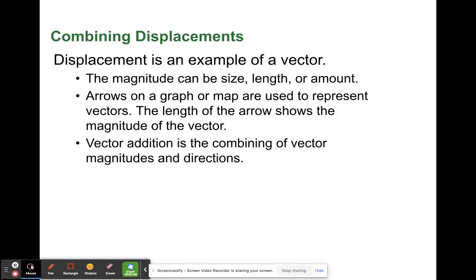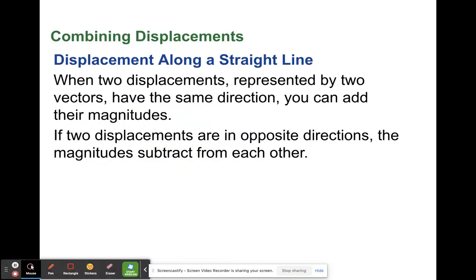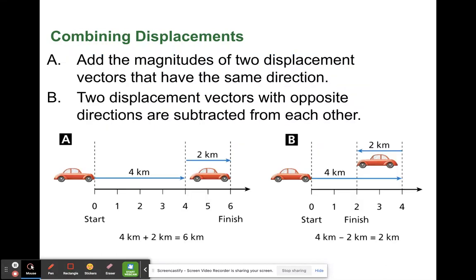The arrows on the graph or map are used to represent vectors. The length of the arrow shows the magnitude of the vector. Vector addition is combining the vector magnitudes and directions. The displacement along a straight line occurs when two displacements represented by two vectors have the same direction. You can add their magnitudes. If the two displacements are in opposite directions, then you would subtract them from one another.